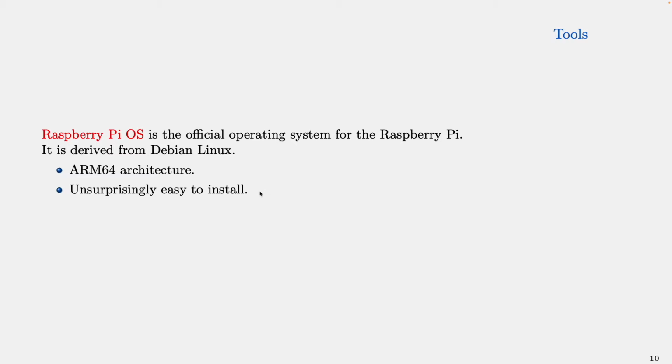And given that Raspberry Pi OS is the official operating system for the Raspberry Pi, it should not surprise us that it's rather easy to set up. The developer tools can be installed with apt install binutils, similar to what we did on FreeBSD, only here we use the apt tool, and this contains the GNU developer tools, including assembler and linker.